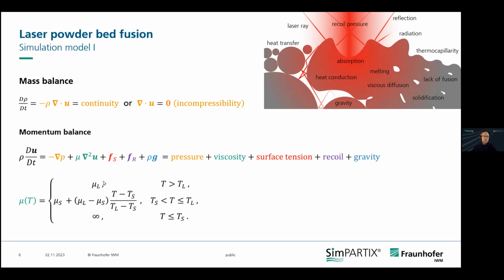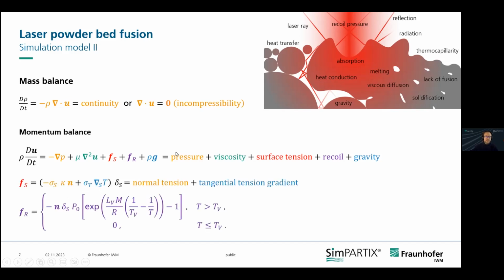If it's liquid, it has a Newtonian liquid viscosity. But if it's in this transition behavior, there is simply an interpolation in between, and it depends on temperature. What also depends on temperature is, on the next slide, the surface tension. Surface tension has two contributions: normal tension and tangential tension, also depending on temperature, and I will tell you why in a second.